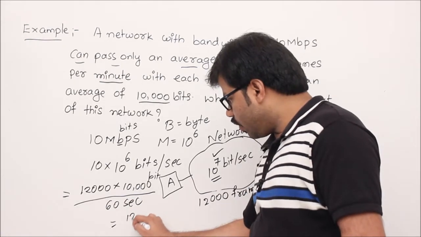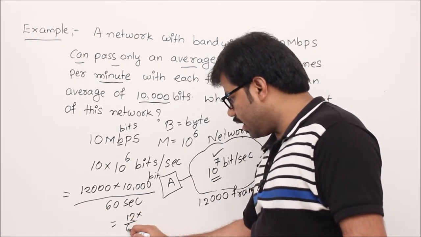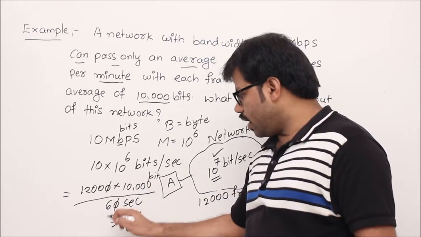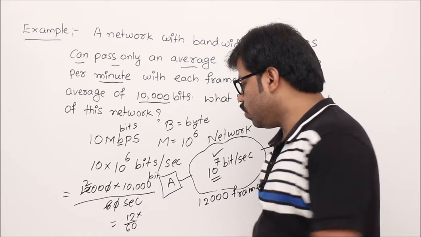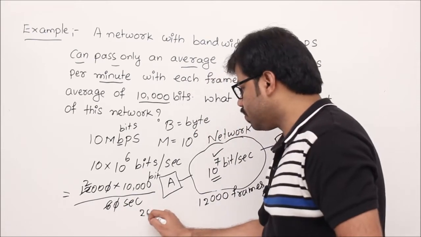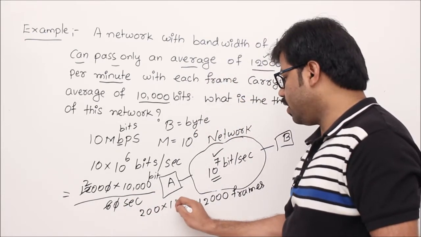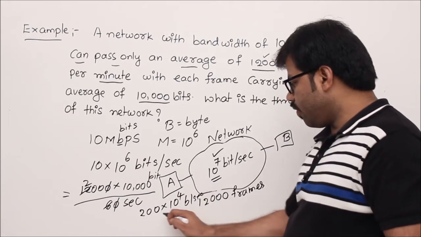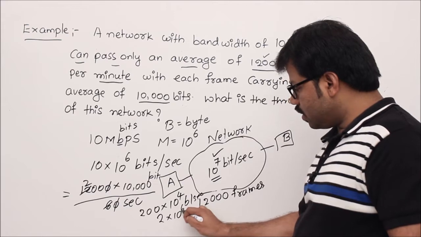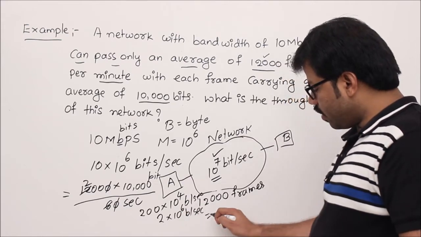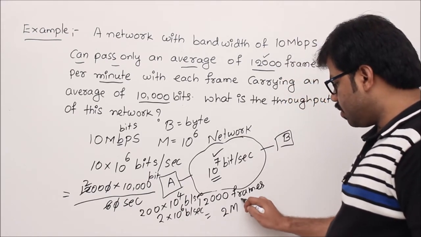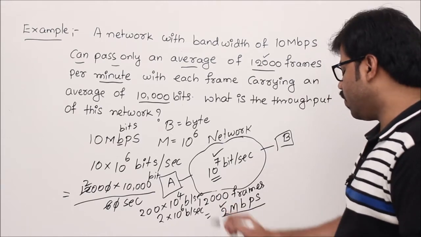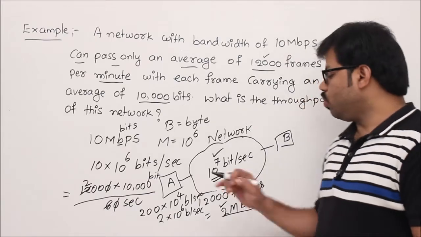So I can write 12 into 12 by 60. Otherwise I can cancel this 0 and this 0, and 6 1s are 6, 6 2s are 12. Then you get 200 into 10,000. 10,000 is 10 power 4 bits per second. Now if I simplify, I get 2 into 10 to the power of 6 bits per second. That is 10 power 6 bits, megabits per second, Mbps. So finally I converted it to 2 Mbps. So throughput is this one.